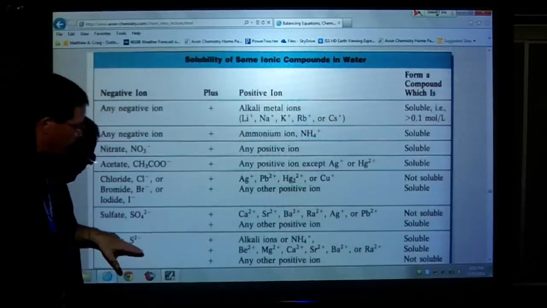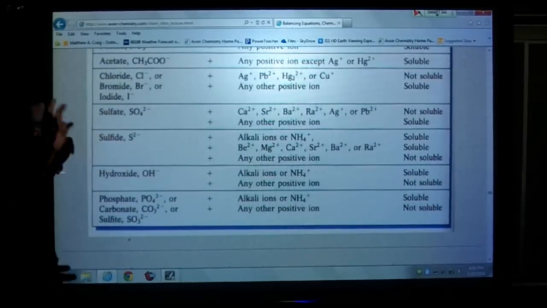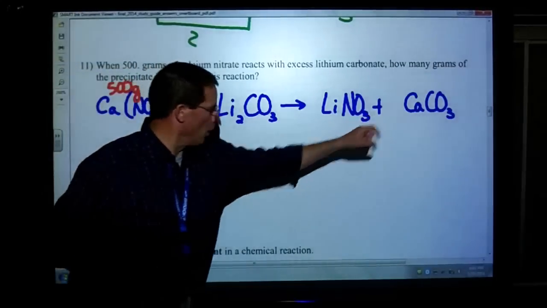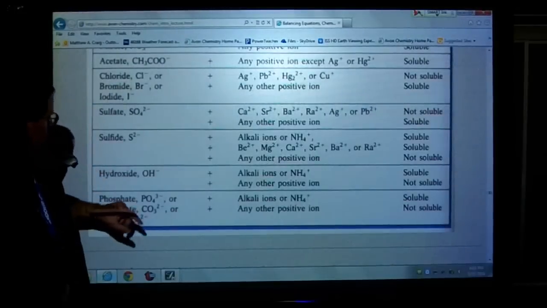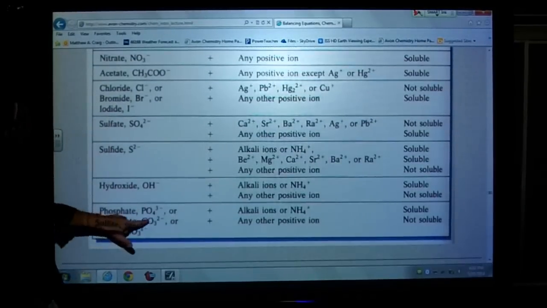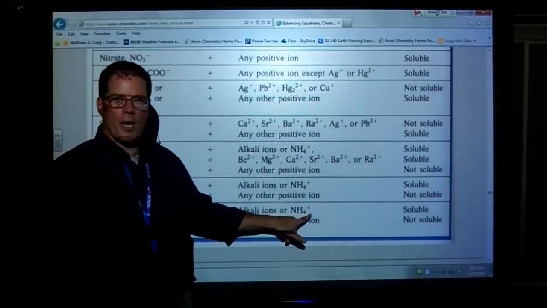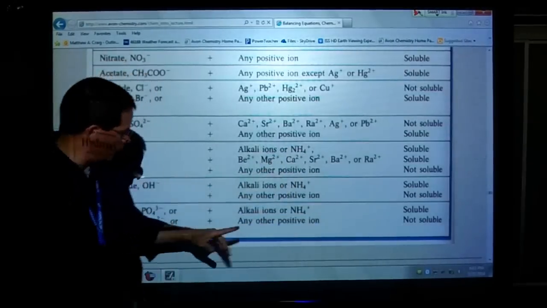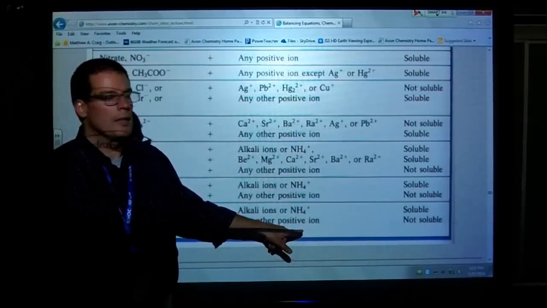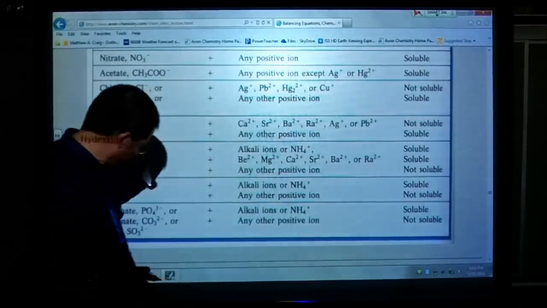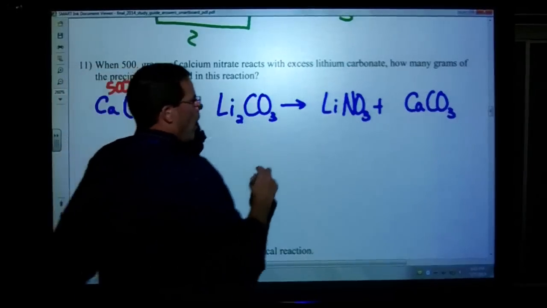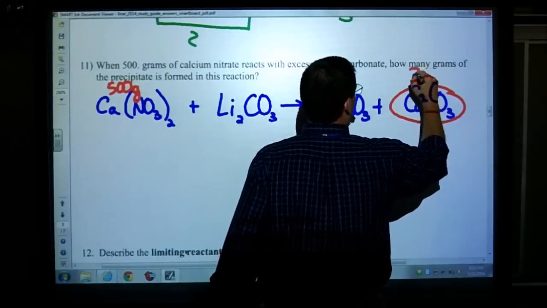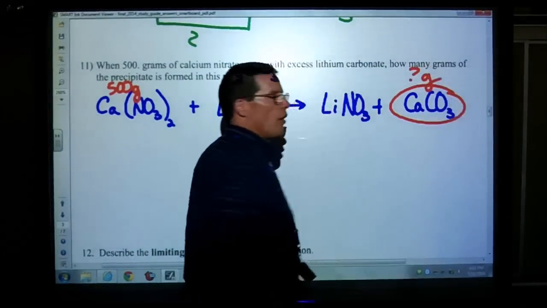So hopefully the other one is, or else we have a no reaction, and that would be awful, because we wouldn't want to have a no reaction on this. Calcium carbonate. So we look at the carbonate, find carbonate, carbonate. Down here, we come across, is calcium an alkali ion? No, it's an alkaline earth metal. So we go to the next row, is calcium any other positive ion? Yes, not soluble. So that means that our PPT is right here. So the question wants to know how many grams of our PPT.